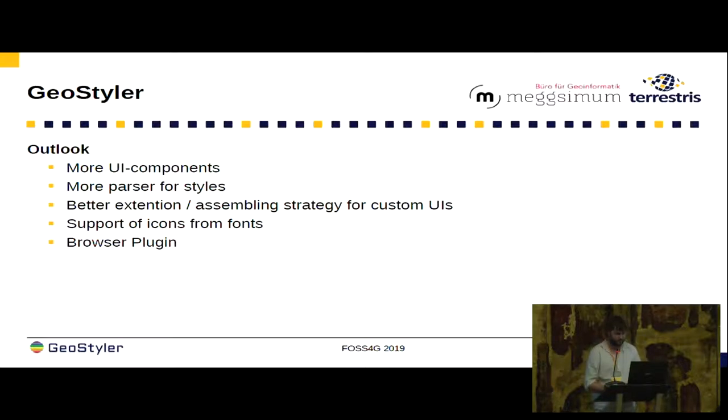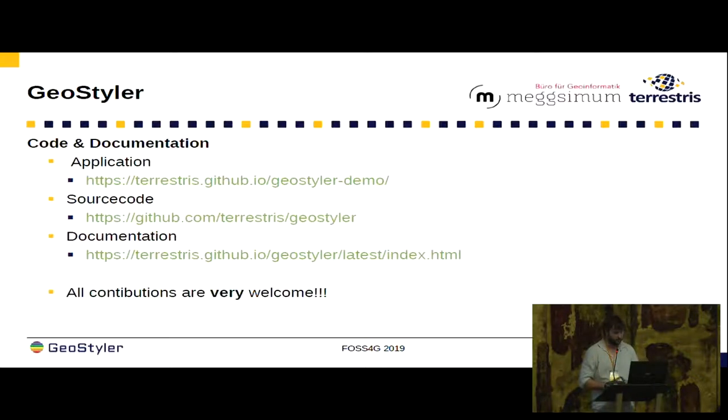Some more better extension assembling strategy for customizing the UIs, support for icons from fonts, which is not included yet at the moment. And we had the idea to create something like a browser plugin. So you just have it on your site, can just create your style if you need it while developing or whatever, and can just get over the style.